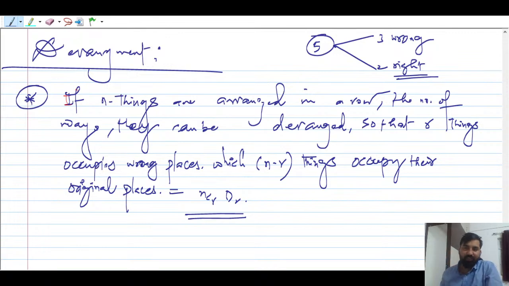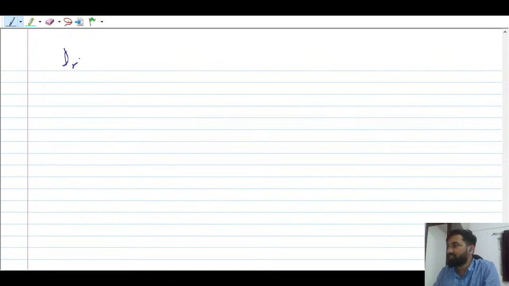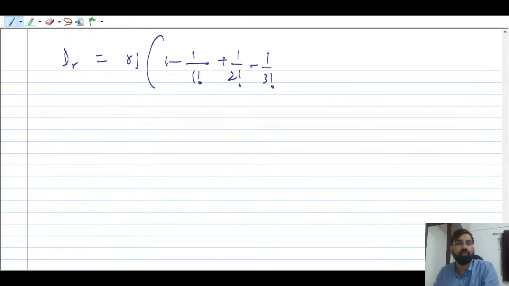The letters which are going wrong, they are occupying wrong places. So nCr and Dr, right? Don't think about right. What is this Dr that you have to remember? Dr is r factorial times 1 minus 1 by 1 factorial plus 1 by 2 factorial minus 1 by 3 factorial, and so on, plus minus 1 to the power r, 1 by r factorial. This is a formula that you have to remember.